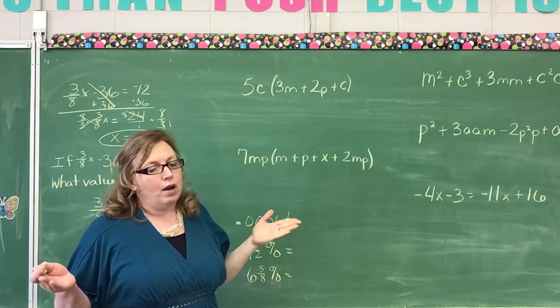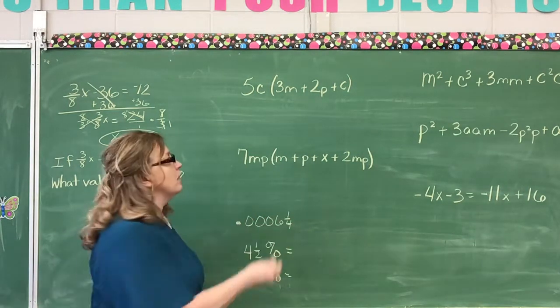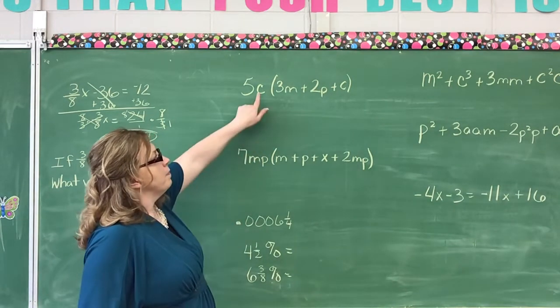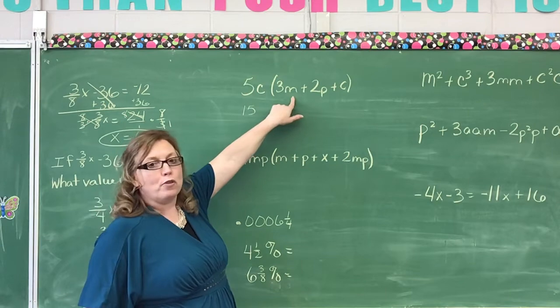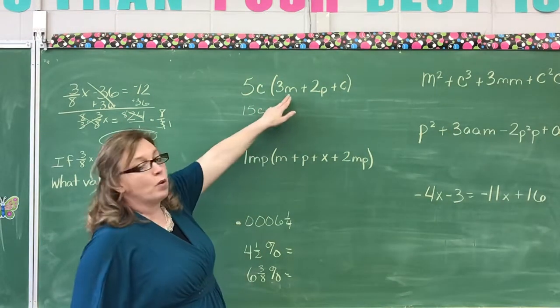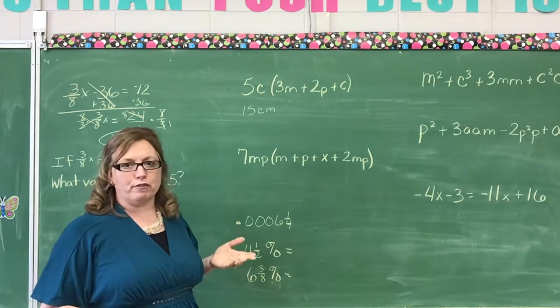Well, let's start with the coefficients. What's 5 times 3? 15. So write your 15 down. Okay? With c, there are no other c's over here, so we're just going to write c. And there's no other m, so we're going to write an m. That's all there is to the first term.